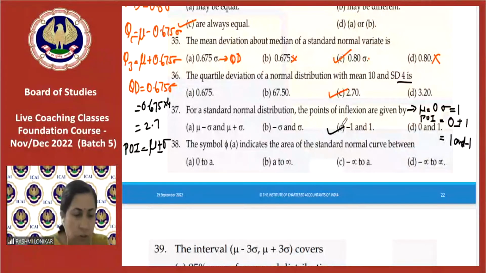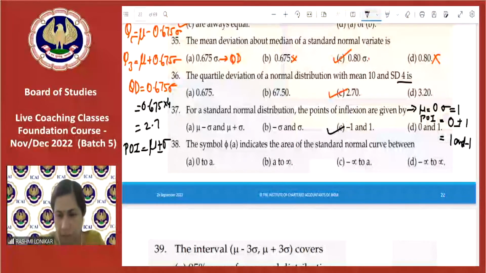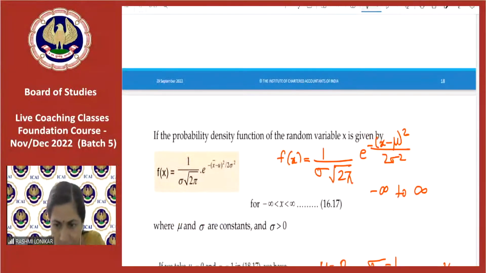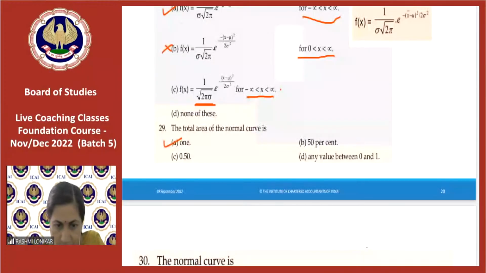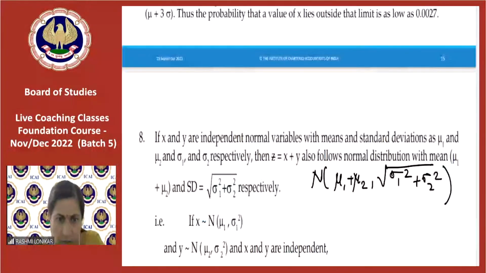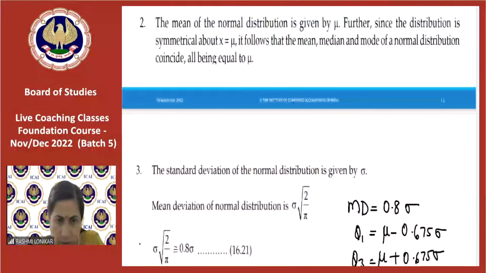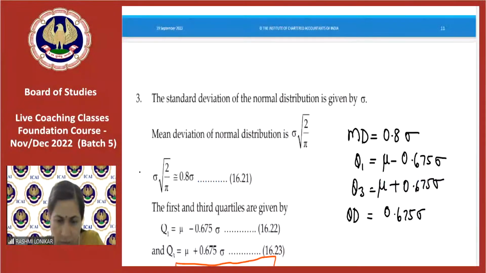Sudhanshu, for that you have to see what the standard normal variate is. We have done that. Don't forget, when we are doing this, you should pay attention, right? When do we say it is a standard normal variate? Sudhanshu?